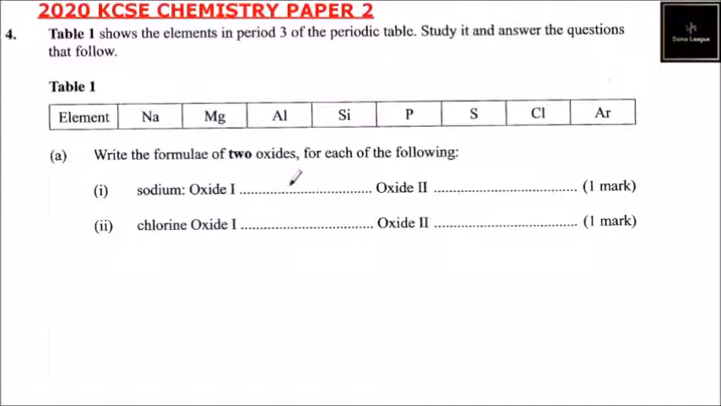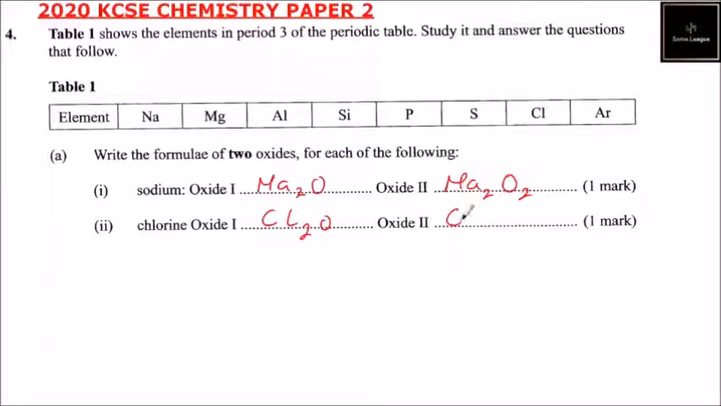So we have sodium oxide. One of the sodium oxides has the formula Na2O. The other one has the formula Na2O2. So you get a mark for each. Chlorine oxide. Chlorine has many oxides. For example, we have Cl2O. This is called dichlorine monoxide.